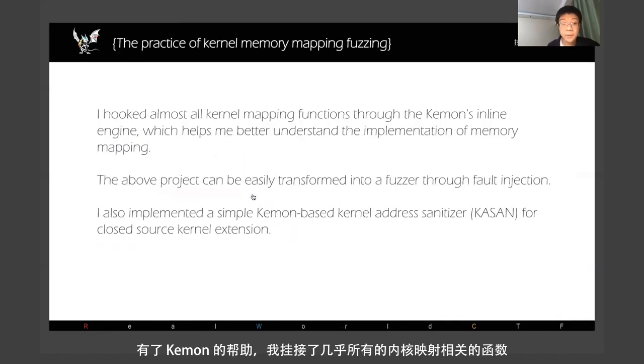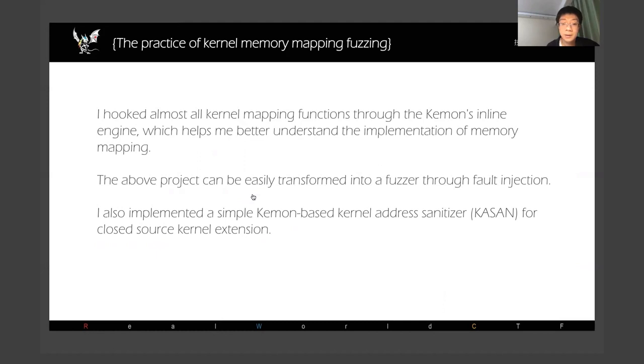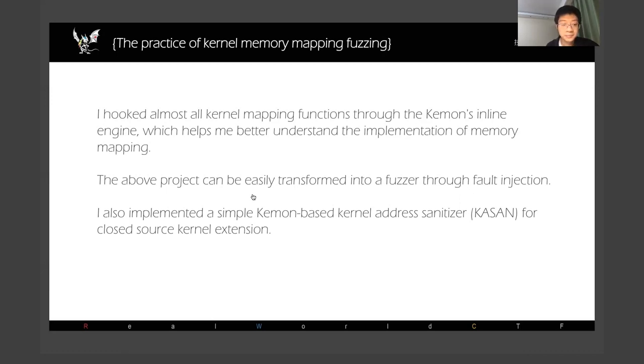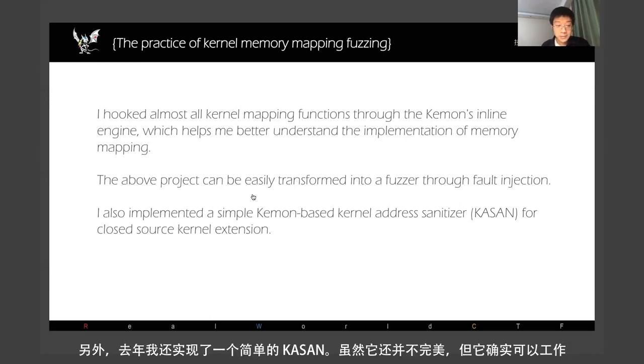With the help of KMON, I hooked almost all kernel mapping related functions. This engineering practice has given me a better understanding of the implementation of kernel mapping. And these sniffers can be easily transformed into fuzzing tools. For example, I can do bit flipping very easily. In addition, this year I also implemented a simple kernel address sanitizer. It's not perfect, but it does work.